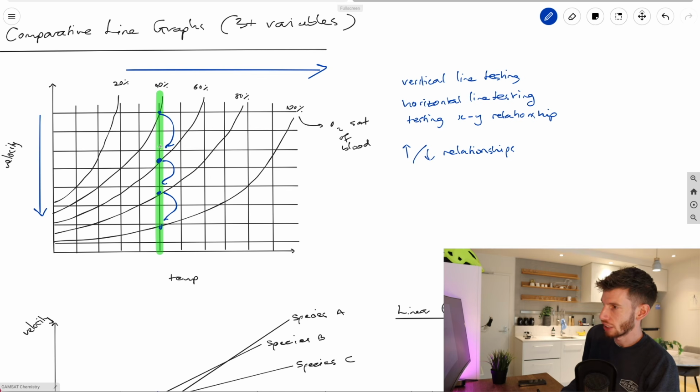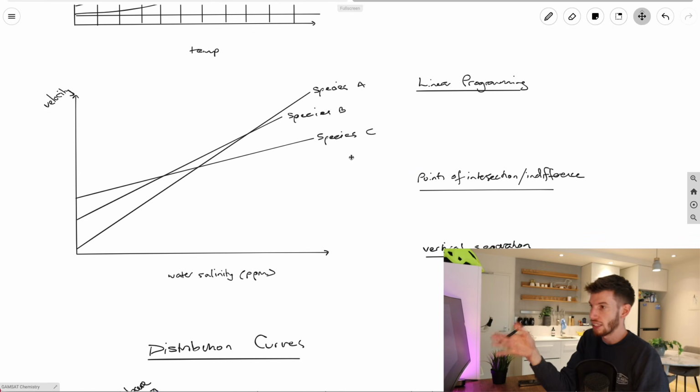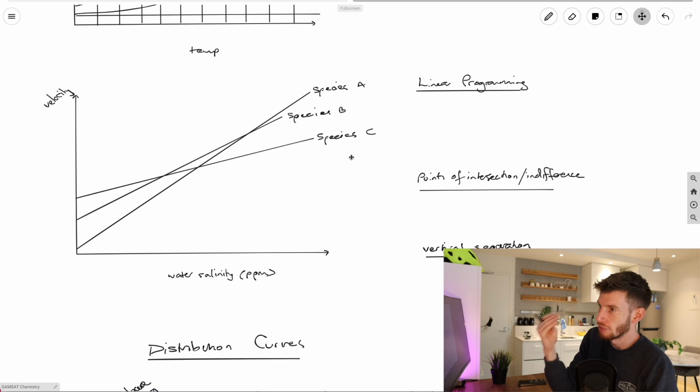Another way to do it is you can actually take the line itself and you can kind of drag across like this, and you can see what happens to each of the variables. Then we also have some other ones like this. So in this case, all linear, 3 different species. And we're looking at water salinity in ppm, so this might be fish, in parts per million, and then velocity in meters per second, maybe swimming velocity.